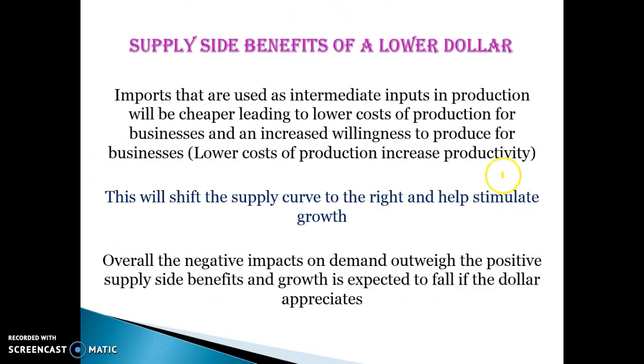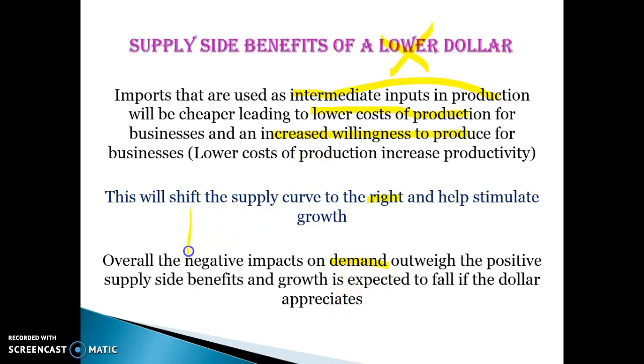Supply side impacts of a higher dollar, my apologies, are that imports will be cheaper. So if we're using intermediate imports in production, then that's going to be cheaper. It'll lead to lower costs of production and an increased willingness for businesses to produce. So it's bad on the demand side, but good on the supply side. It'll lead to lower costs of production and cheaper costs per unit. This will shift the supply curve to the right and help stimulate growth. But overall, the negative impacts on demand from a higher dollar will outweigh the positive supply side benefits.